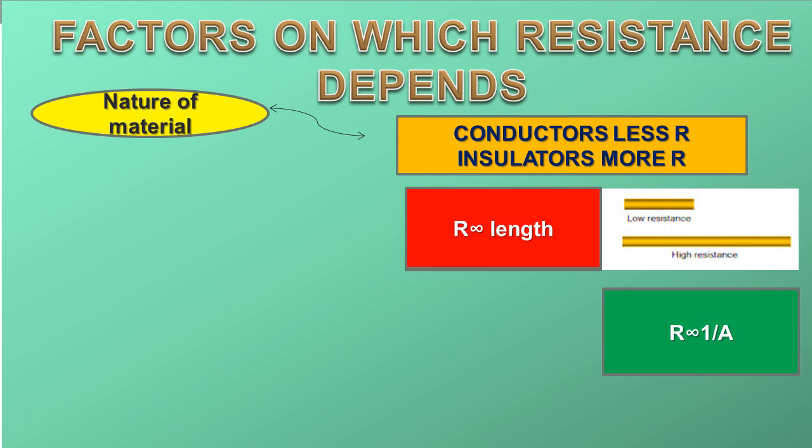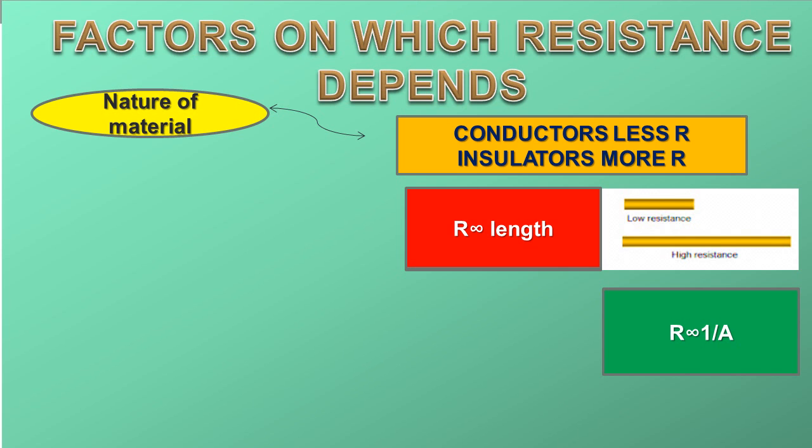Conductor means more free electrons, and with more free electrons the motion is continuous and obstruction in the flow of current will be less. Therefore, for conductors the value of R, that means resistance, is less, and for insulators the value of resistance is more.